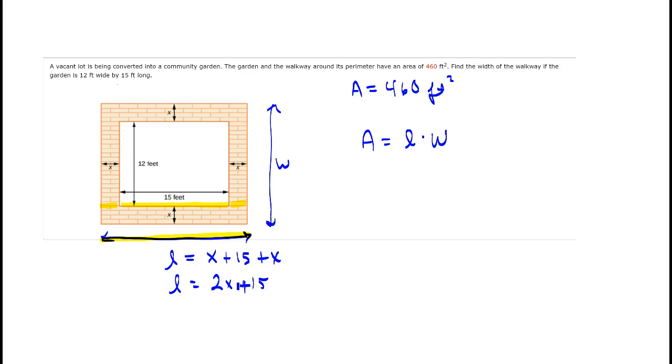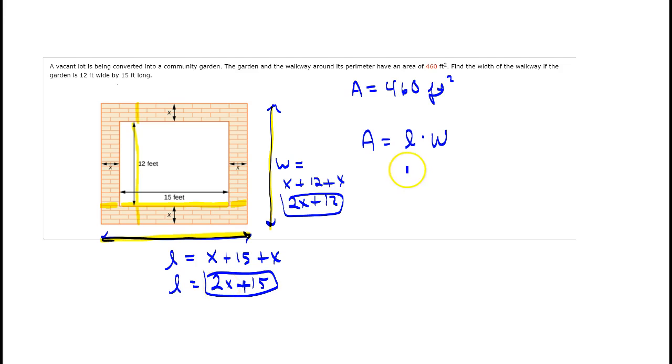And we're going to do the same thing with the width. We're looking at the width, which is 12, and then we're going to add these x's to come up with this total width. So my width is going to be x plus 12 plus x, which is 2x plus 12. Okay. And actually this is a plus here. It almost looks like an x or a multiplication. That's a plus. Okay. So here's my width and here's the length, and I'm going to use that so we can find the width of the walkway, which is x.